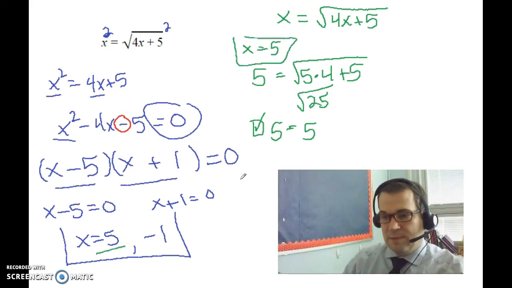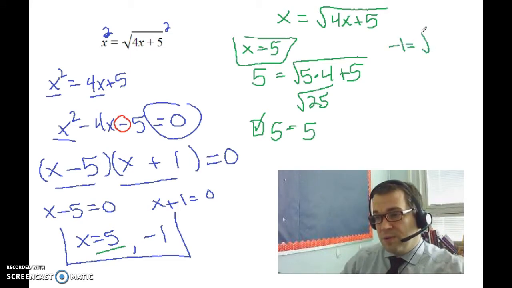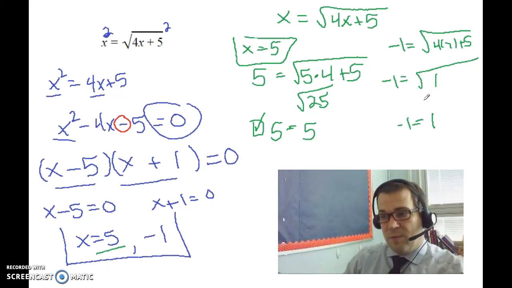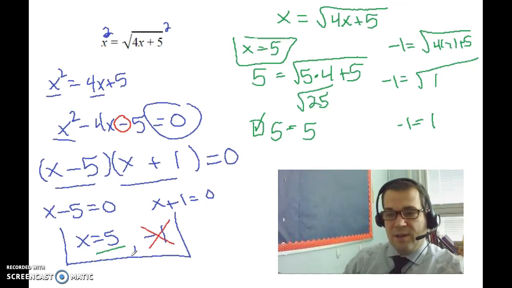So I'll keep this. If x equals negative 1, I get negative 1 equals the square root of 4 times negative 1 plus 5. 4 times negative 1 is negative 4. Negative 4 plus 5 is positive 1. The square root of 1 is 1. So I get the statement 1 equals negative 1. That's not true. 1 does not equal negative 1. So that's not an answer. So my final answer that's correct is that x is going to equal 5.